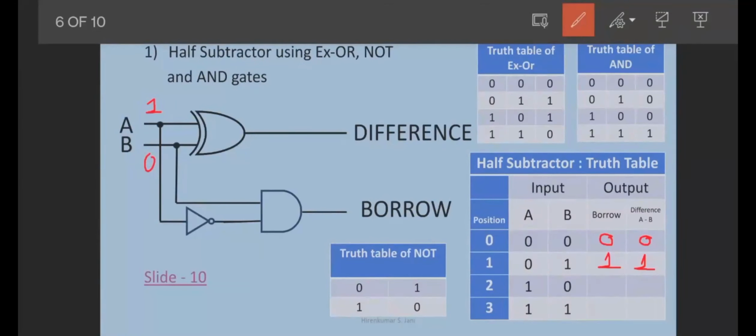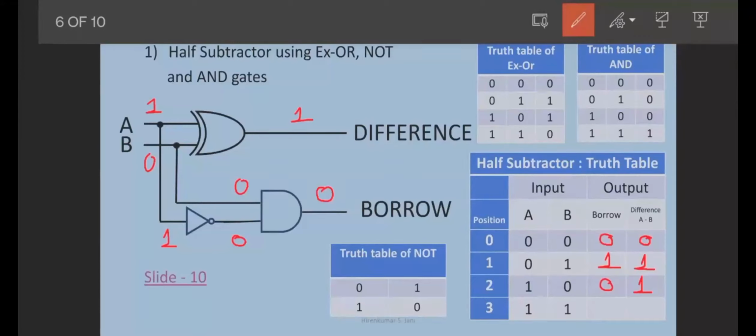So, the difference from the XOR gate is equal to 1. Input A is 1 over here, which is converted to 0 due to the NOT gate, and input B is also 0. So the borrow from the AND gate will give 0. So now we will have the difference equal to 1 and the borrow is 0.